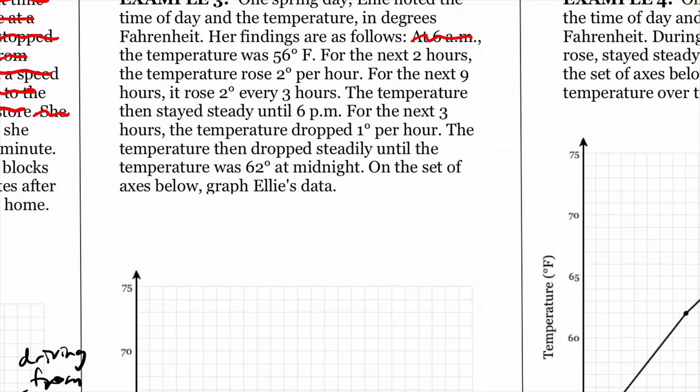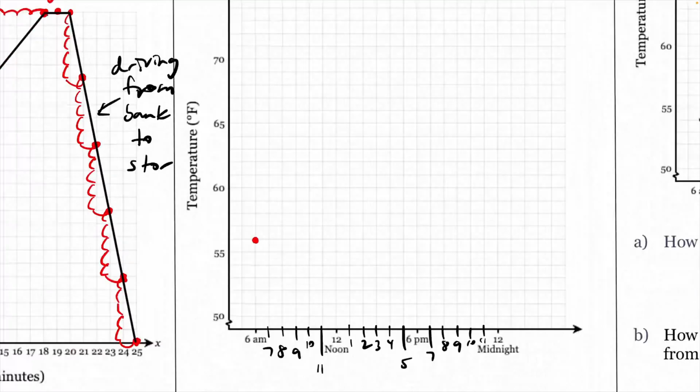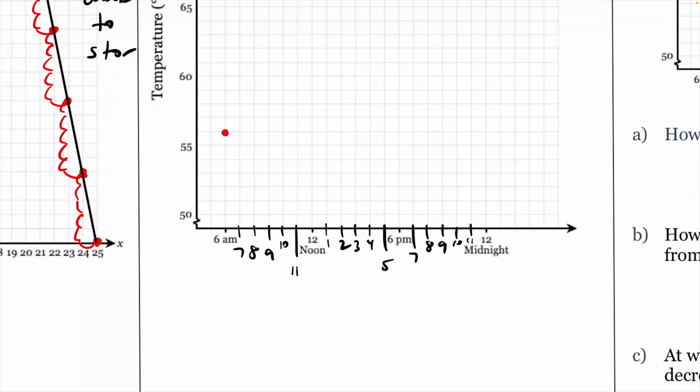Cross that out. For the next 2 hours, the temperature went up 2 degrees every 1 hour. So it's 6 o'clock now. So that means at 7 o'clock it went up 2. 8 o'clock it went up 2. So if it's 56 now, it's going to be 58 at 7 and 60 degrees at 8. Because it went up 2 every hour.